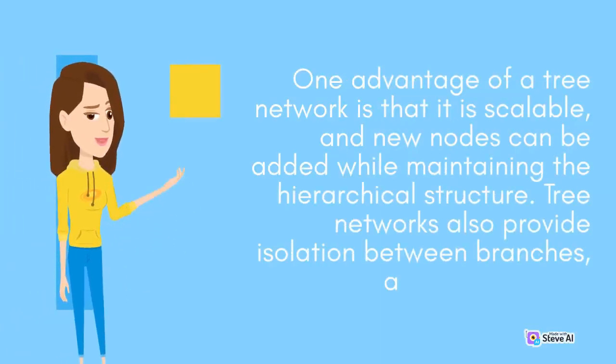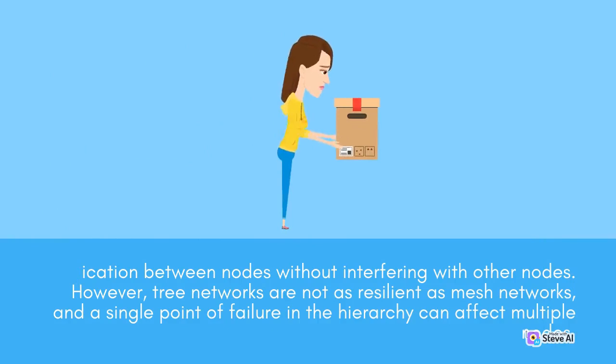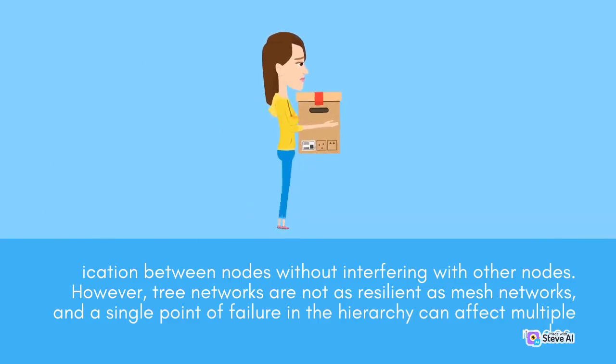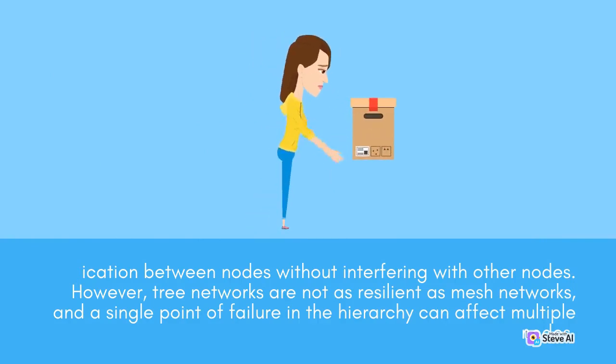One advantage of a tree network is that it is scalable, and new nodes can be added while maintaining the hierarchical structure. Tree networks also provide isolation between branches, allowing communication between nodes without interfering with other nodes. However, tree networks are not as resilient as mesh networks, and a single point of failure in the hierarchy can affect multiple nodes.